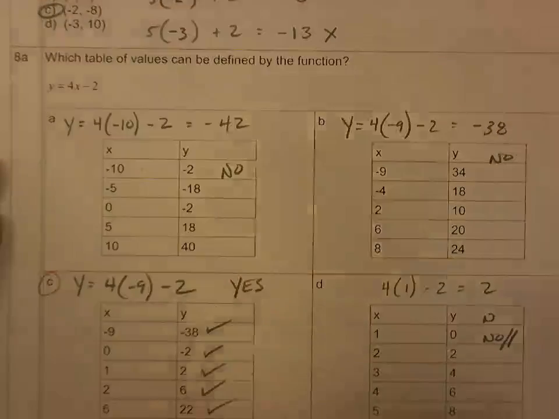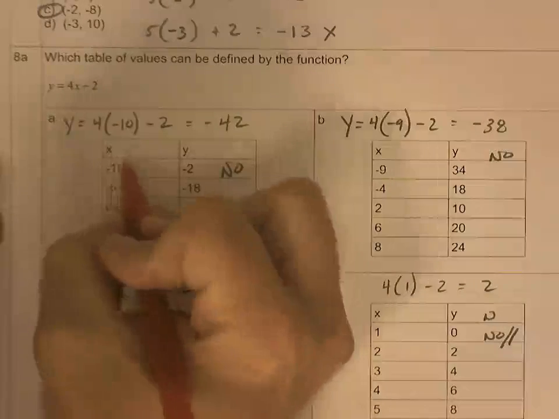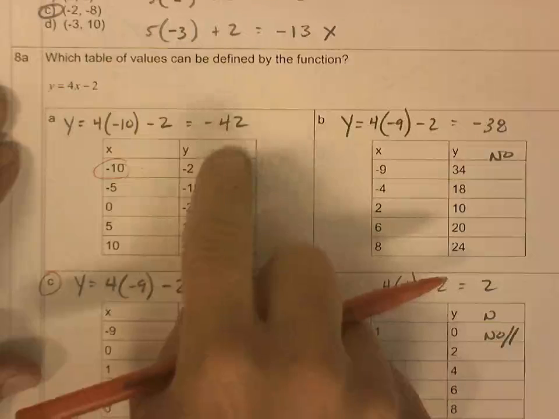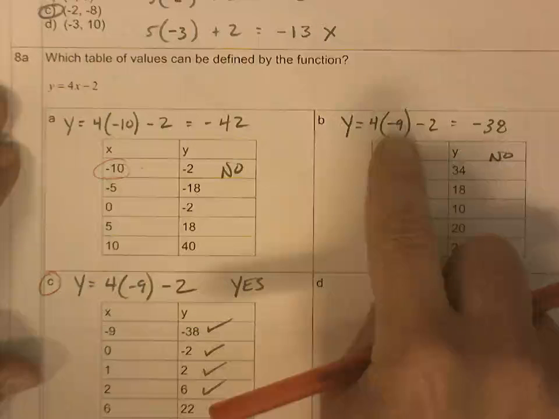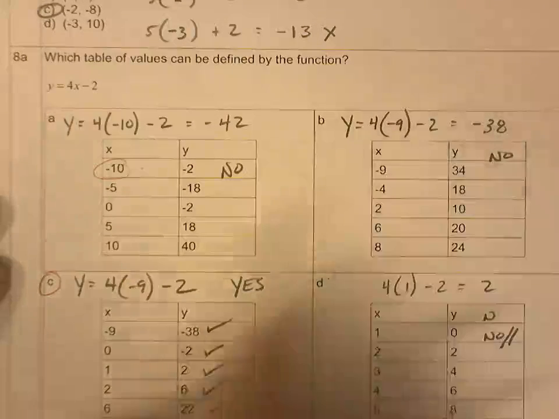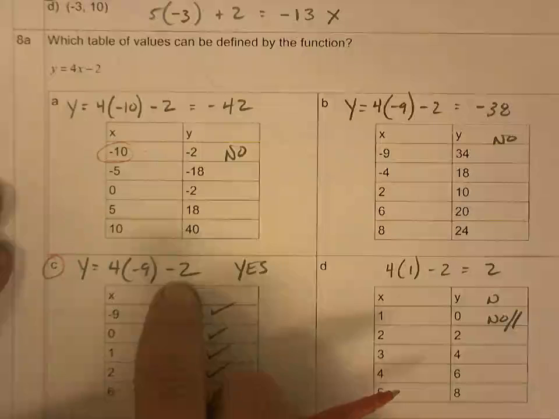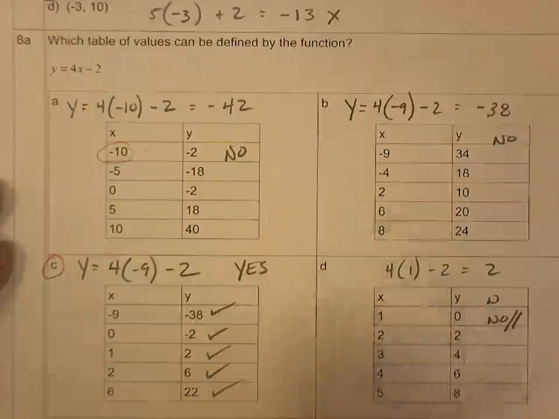Now we have to match this function with the table of values. So I'm going to start by plugging in the first x. Let's plug in a -10. 4 times -10 is -40, minus 2 is -42. It doesn't match the 2, so that one doesn't work. Let's plug in -9. 4 times -9 is -36, minus 2 is -38. That one doesn't match. Let's plug in a -9 again. 4 times -9 is -36, minus 2 is -38. That matches. And if you keep going down, you're going to see all these other ones match also. And D does not work.